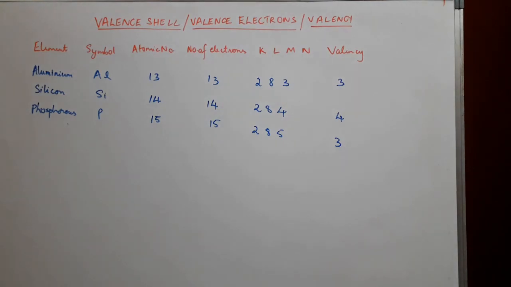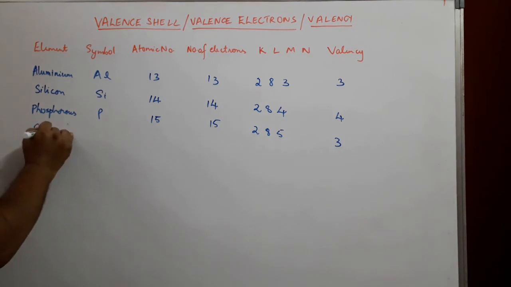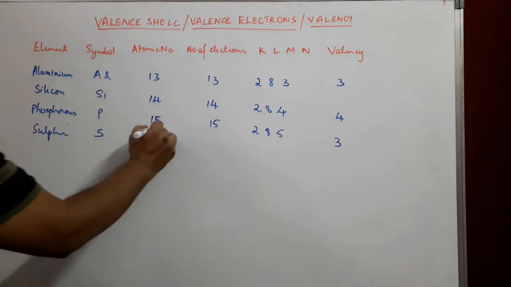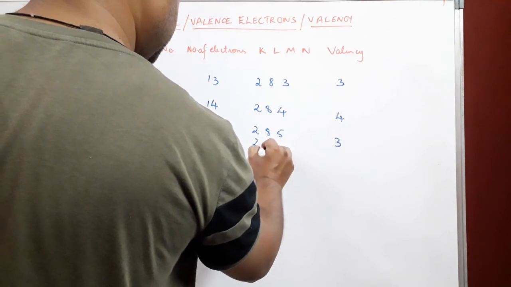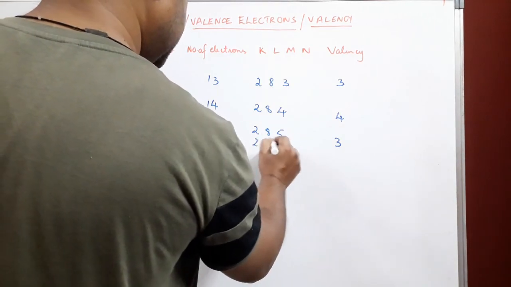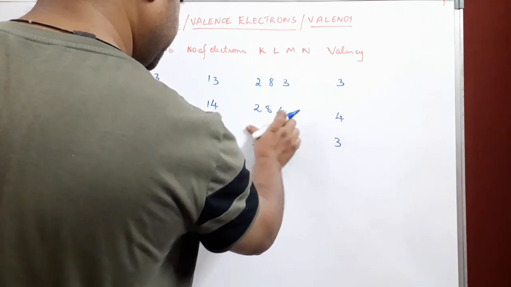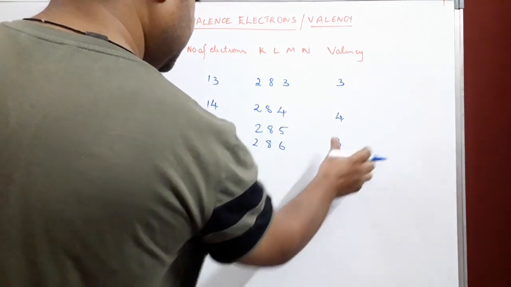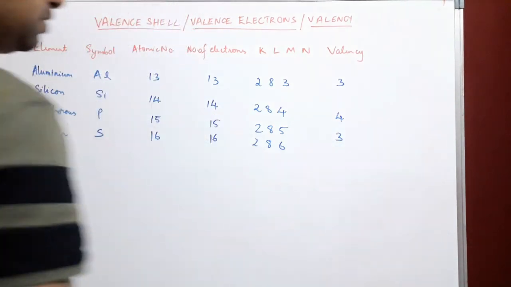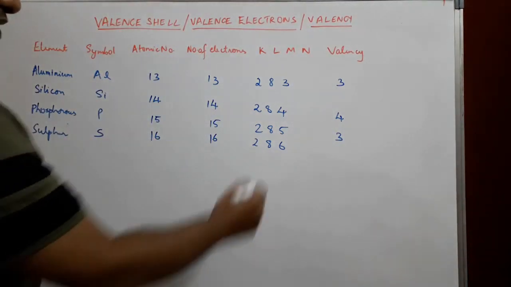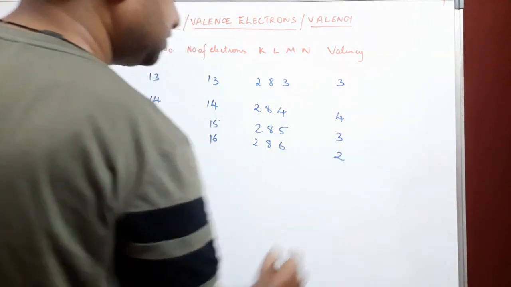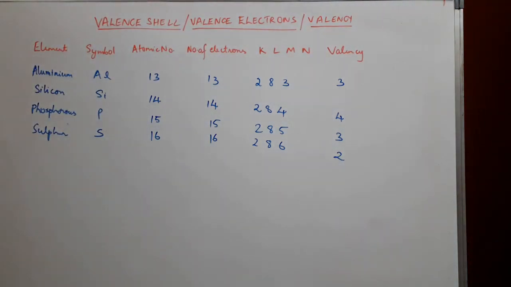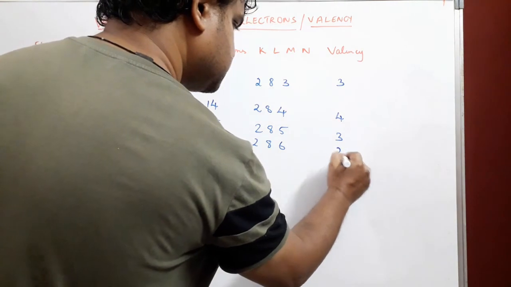After phosphorus, we have sulfur with atomic number 16. So sulfur, symbol is S, atomic number 16, and number of electrons is 16. So we have 2, 8, 6. Just write this on top. 2, 8, 5, this also on top. So we have 2, 8, 6. So it is easier for sulfur to gain 2 electrons. Hence the valency becomes 2. Sorry, and we put it as 2 over here.